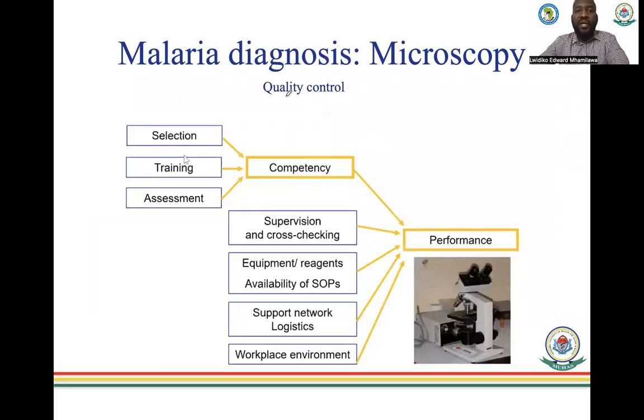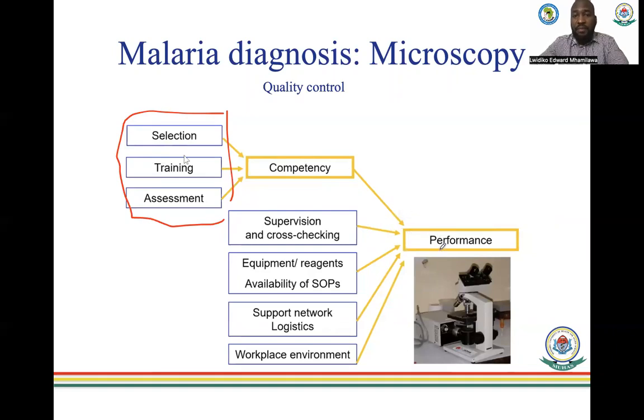So when it comes to quality control of the microscopy, it starts from the laboratory technicians themselves. How do you select the laboratory technicians? What kind of training do they have? And how do you assess them? This usually affects the competency that they have. So you need to have rigorous selection criteria, but also you have to do regular training and assess them. Their competency, of course, is going to affect their performance.